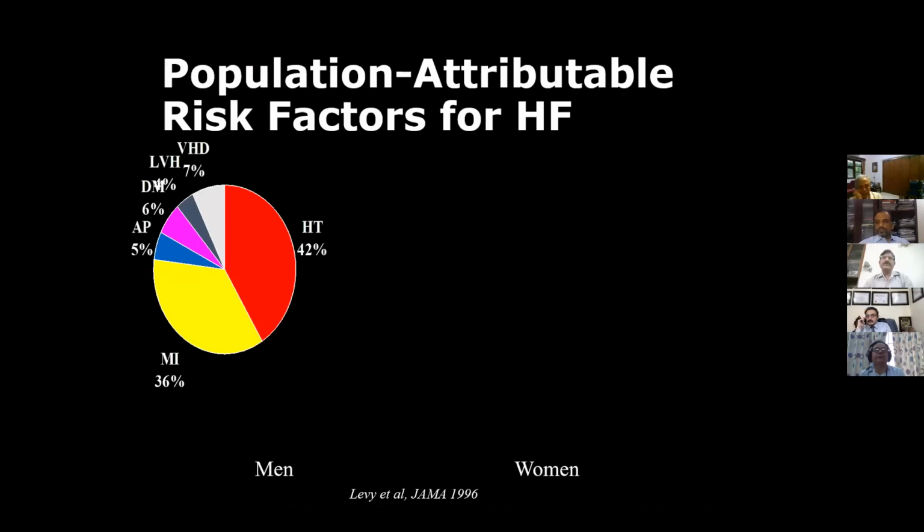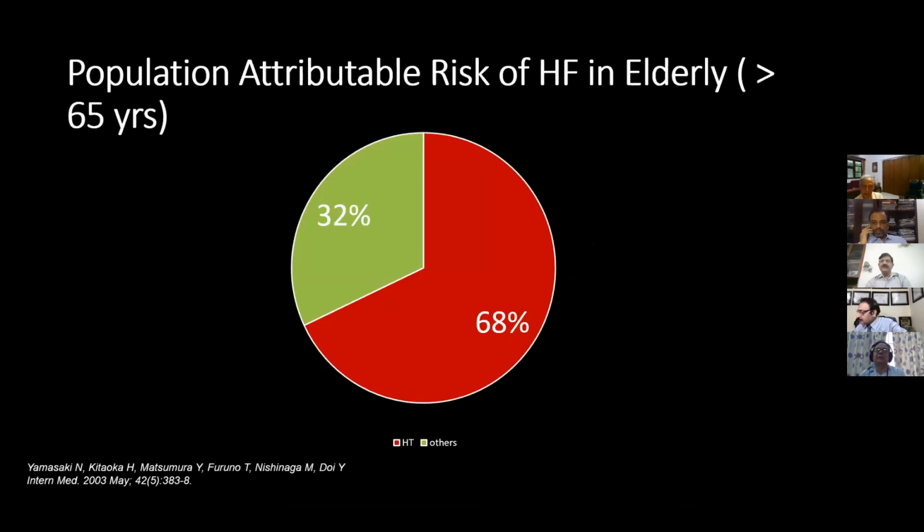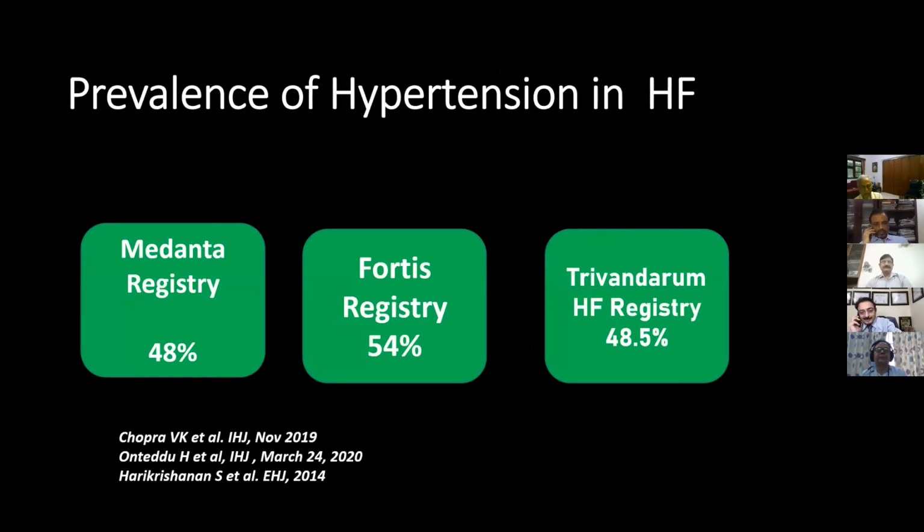In men, 42% of the heart failure is as a result of hypertension. 58% of heart failure in women is as a result of hypertension. In elderly individuals, 68% of all heart failures are as a result of hypertension. In India, the data suggests that nearly 50% of heart failure patients have hypertension.